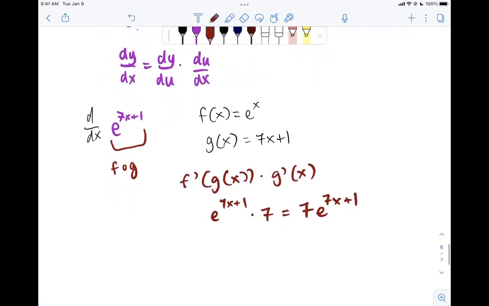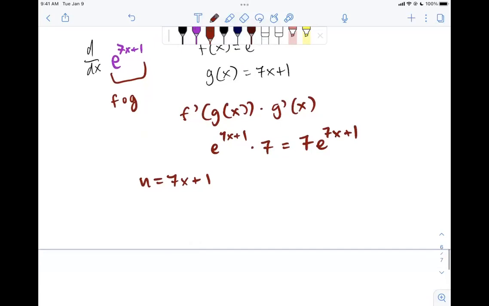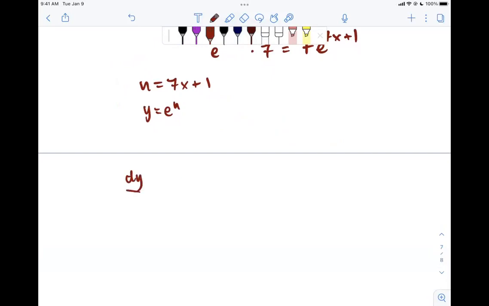We could also do it the other way, so we could set u to be equal to 7x plus 1, and then we're trying to find dy/dx. So remember that now y equals e to the u. Then we would have dy/dx equals dy/du times du/dx. So what is dy/du? That's the derivative of this, so that's e to the u, times du/dx, which is 7. But now remember that we can substitute the u in, and the u is 7x plus 1. So that's e to the 7x plus 1 times 7.